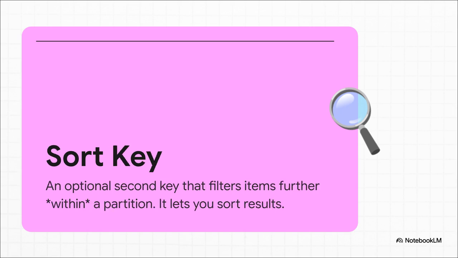Okay, so what happens if you have a ton of items in that same folder? That's where the sort key comes into play. It's optional, but it's super useful. It acts like a subfilter, letting you zero in on what you need within that partition. And, like the name says, it lets you sort those results. This is how you ask for things like, give me all comments from this user, sorted from newest to oldest.